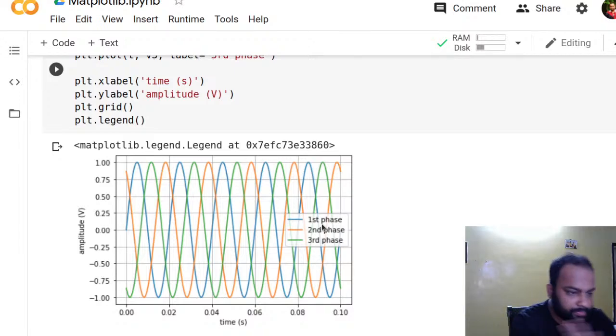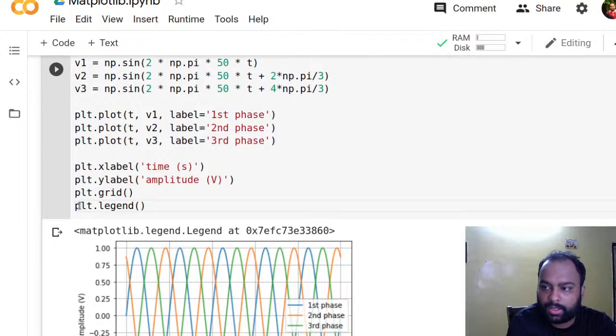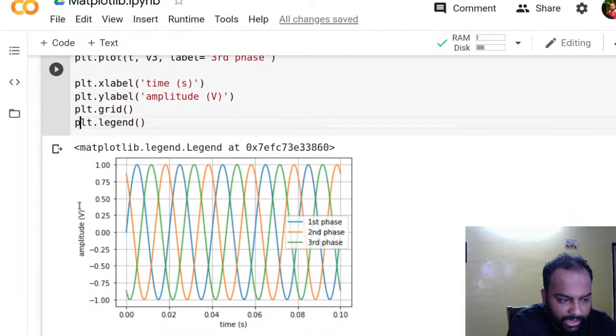So essentially what we have done, we have labeled our plot, and then after plotting we have called the function legend from the PLT module, right? From the PLT module we have called the plot function, and with that we have this plot, right? This legend right here, right? So now they are pretty distinct.